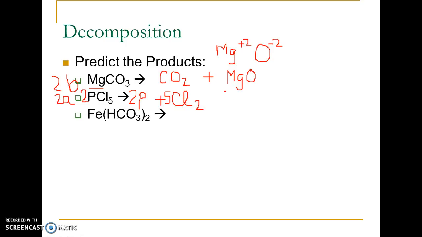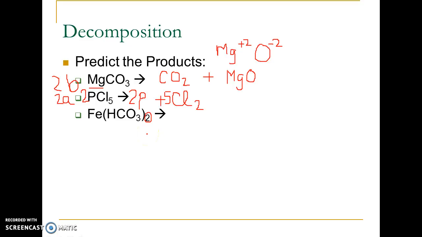Here we have iron and hydrogen carbonate. Now remember that iron is a transition metal, so I have to figure out its charge by uncrossing my subscripts. So meaning my charge of iron here is 2. Now why is that important? That's important to remember when you are making your products over here, the charge of iron, to make sure that your charges balance out in an ionic compound.